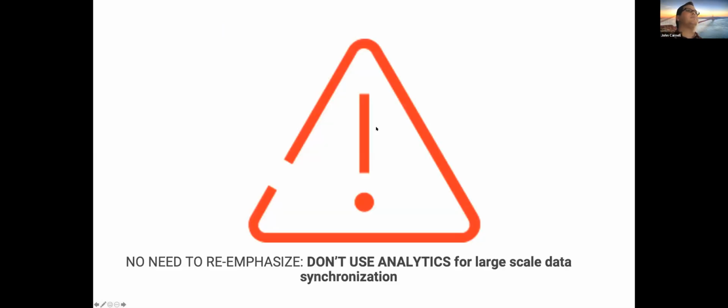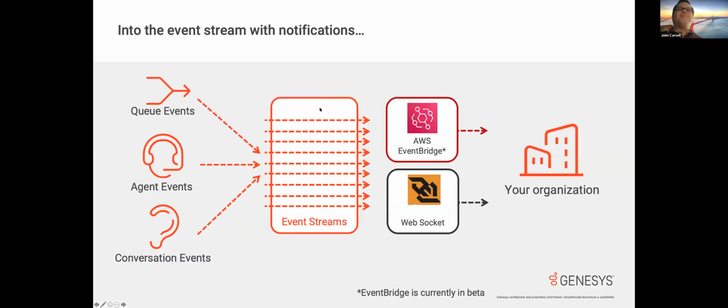All right. So again, I'm not going to beat a dead horse. Just don't use the Analytics Detail API for large scale data synchronization. You've been warned, okay? I've been there on too many crit sits before I came to Genesys, where we found out that an API was abused, and then it's very painful afterwards to go back and rewrite that stuff.